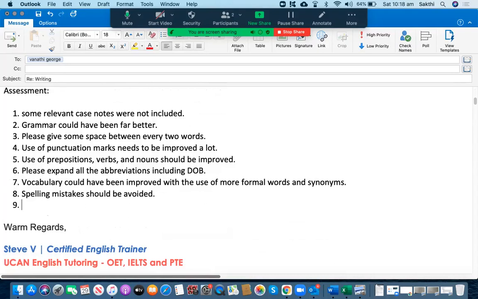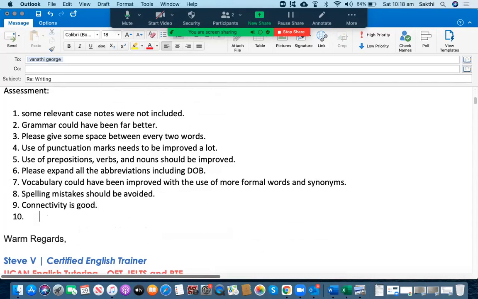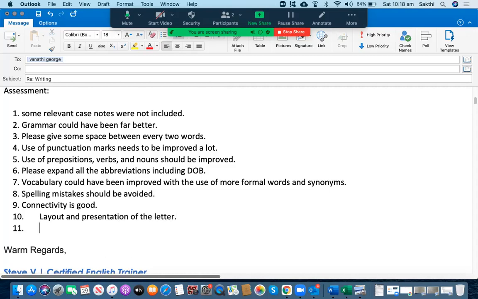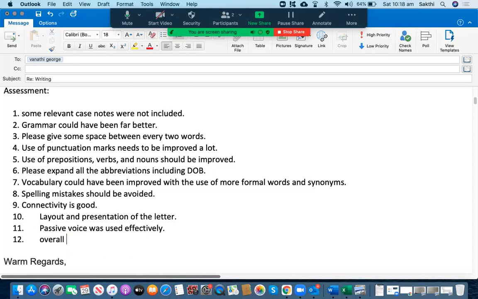All right, apart from that, connectivity is okay. I'm happy with the way that you link the sentences. Connectivity is good. Layout and presentation of the letter is good as well. So you're able to organize the case notes properly, but you could have added a few things. Passive voice was used effectively, so I'm happy with that. There's no issue. Overall task fulfillment is good as well.